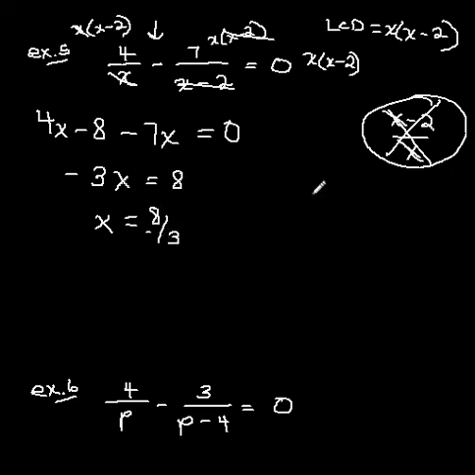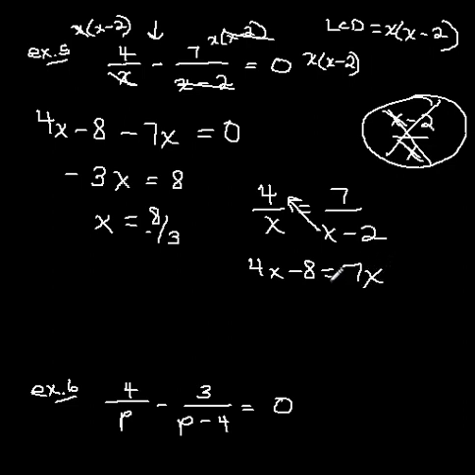Okay, you could have done it the other way. 4 over x equals 7 over x minus 2. I just added this whole thing to the other side. Now I'm going to cross multiply. 4x minus 8 equals 7x. I'm going to subtract 4x, so I get negative 8 equals 3x. X equals negative 8 thirds. So it works both ways.